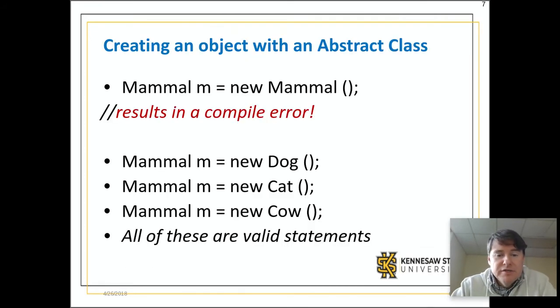All right? So, as I've said before from this previous example, mammal M gets new mammal is no longer valid. You will get a compile error. The compiler will say you cannot instantiate an abstract class, or something along those lines, depending on the exact compiler. You can, however, say mammal M gets new dog, mammal M gets new cat, and mammal M gets new cow. You could also say dog D gets new dog, cat C gets new cat, and cow K gets new cow.